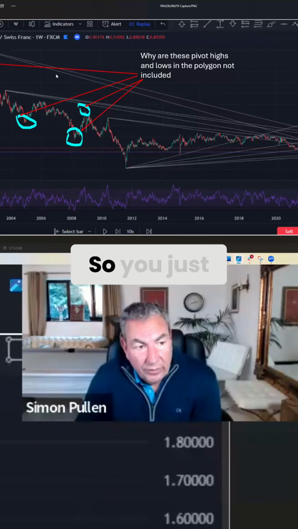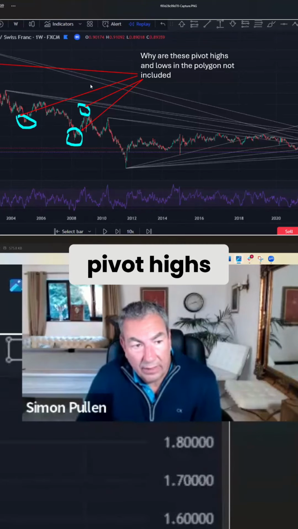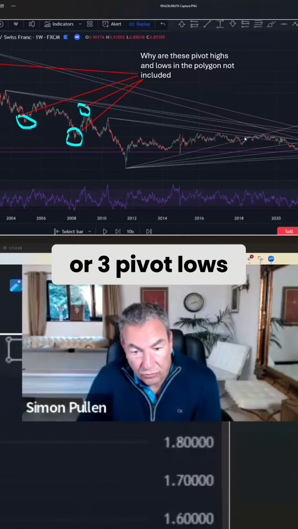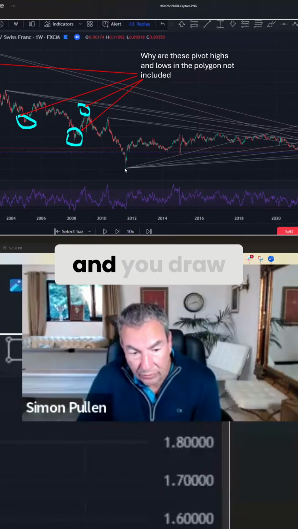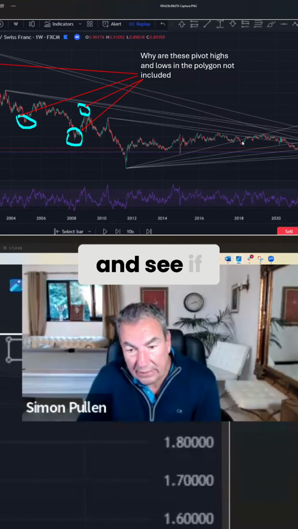And so you just pick two or three, as you say, pivot highs and two or three pivot lows to draw lines off. You draw them off like you have done here, off that pivot low to this pivot low. That's fine. Then you carry on and see if price respects it, and it looks like it has.